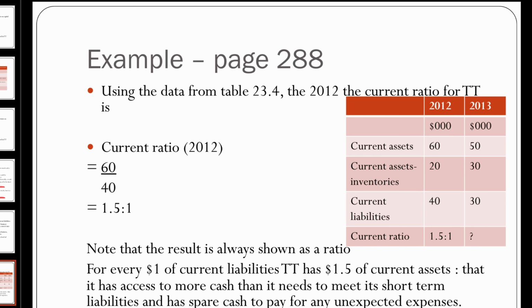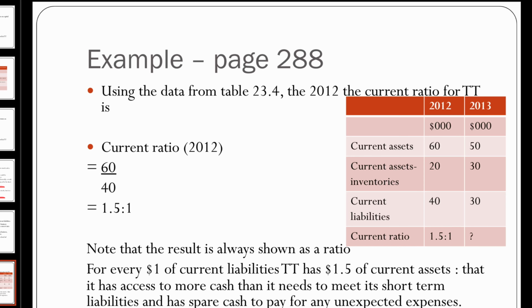What is the current ratio for 2013? What is the formula? Current ratio is current assets over current liabilities. So current assets are 50, divided by 30. So you should get 1.7 to 1.